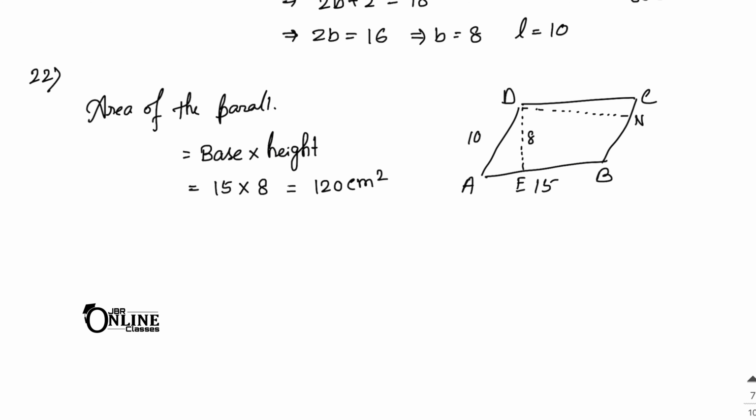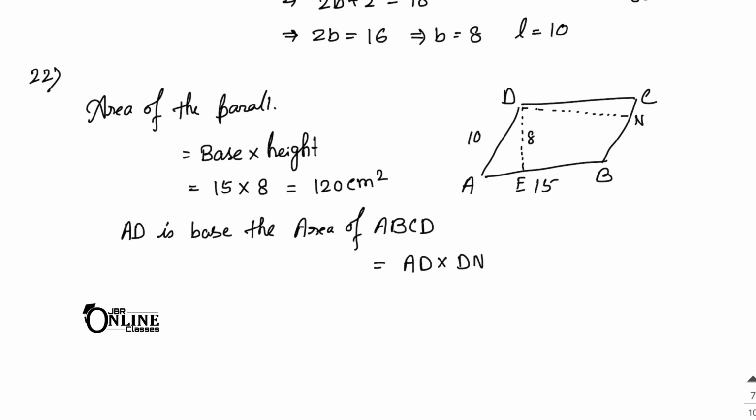Now next, you have to also find out the area of the parallelogram when AD is the base. So as here AB is the base, then the perpendicular equal to DE. Now you can write when AD is the base, then area of ABCD. Now in that case, here base equal to AD and height equal to DN, and here the answer will be definitely 120, because 120 is the area of the same parallelogram.